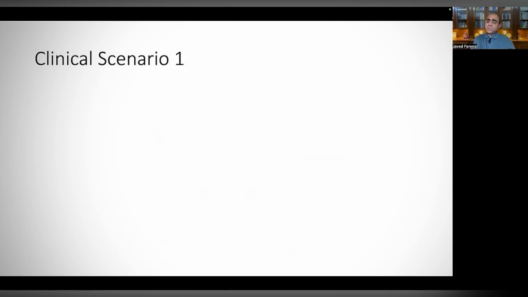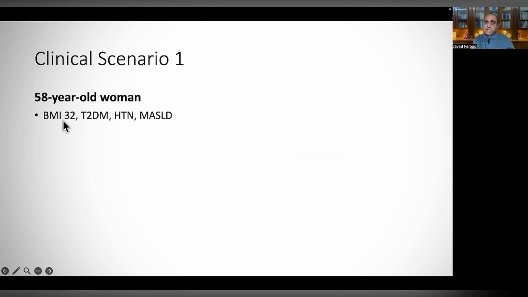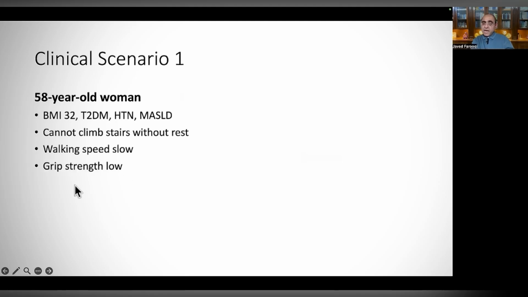So I'll share with you a couple of scenarios. Clinical scenario number 1: a 58-year-old woman, BMI 32, with type 2 diabetes and hypertension. That woman has all these comorbid conditions. She cannot climb stairs without rest, she walks slowly, and her grip strength is low. The diagnosis: sarcopenic obesity.